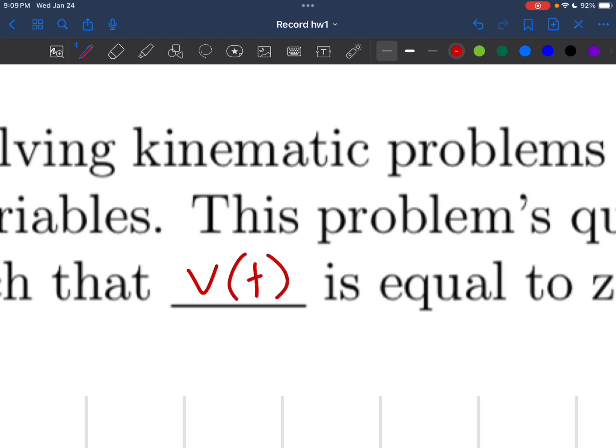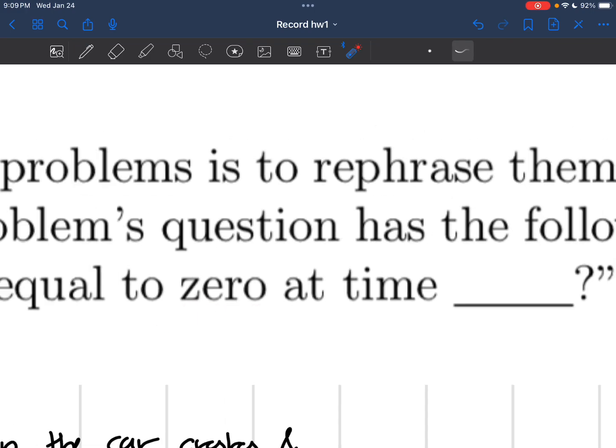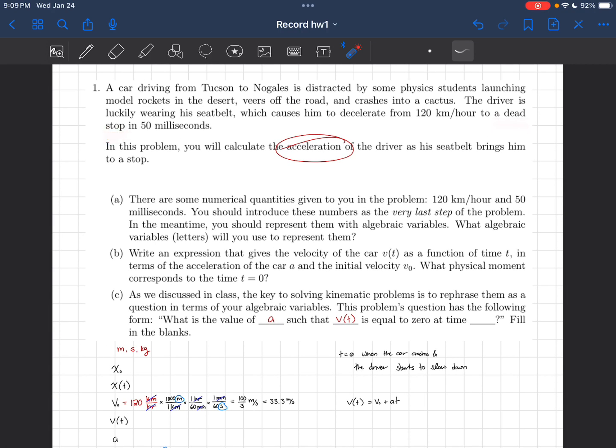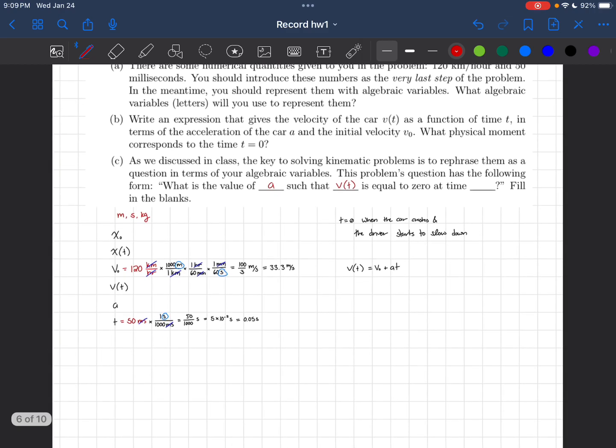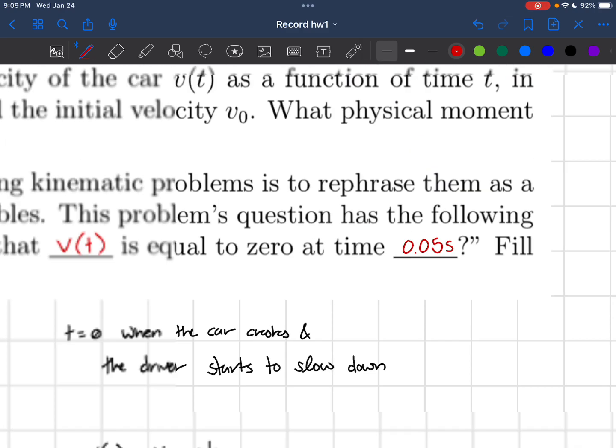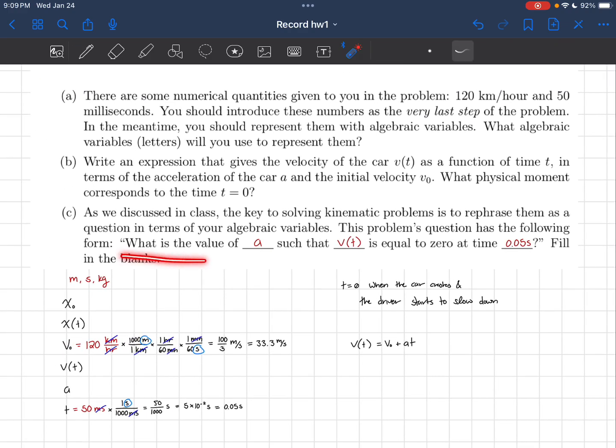My velocity at some time is equal to 0. What has to be 0? At a dead stop, it's not moving, so my velocity will be 0. And that happens at a time, 50 milliseconds. But again, I'm just going to use 0.05 seconds. Right? So what is the question asking for?